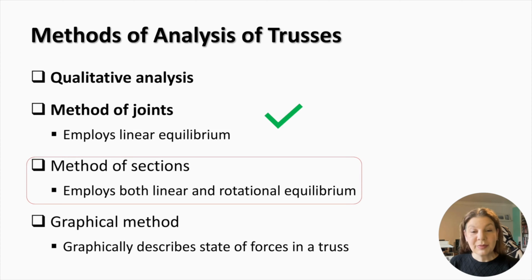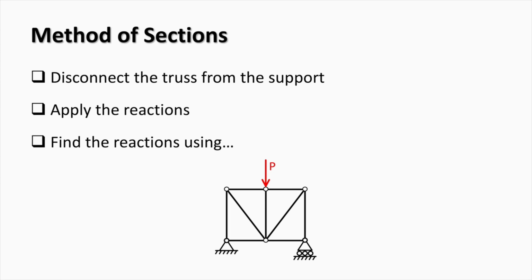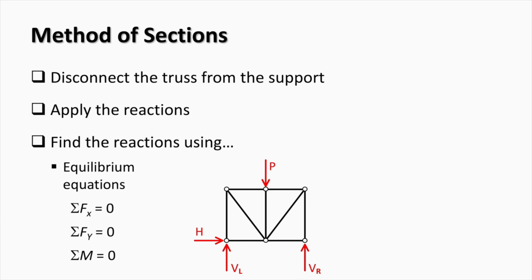In this lecture, as I said, we'll be discussing the method of sections. The solution of a truss using the method of sections begins with finding reaction forces by generating a free body diagram. The truss is disconnected from supports and reaction forces are applied. The reaction forces are found from three equilibrium equations, including the sums of forces in the horizontal and vertical directions and the sum of moments.